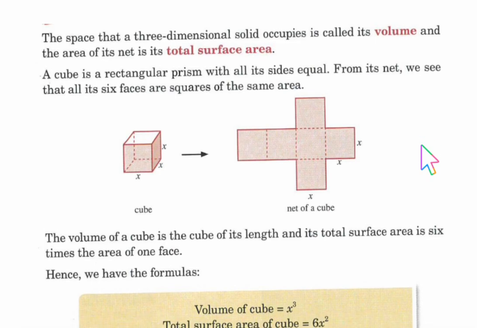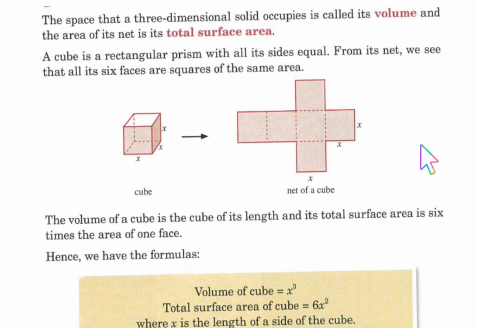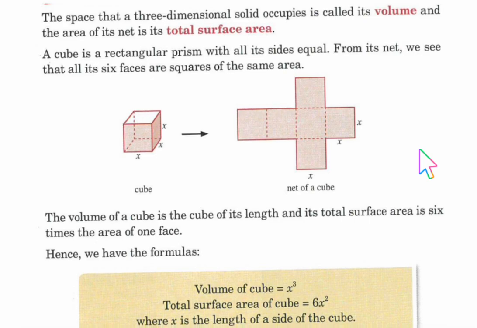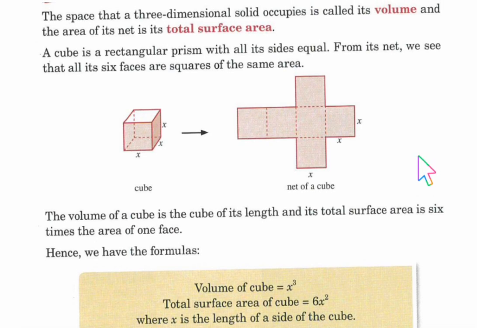What do we use nets for? We use them to calculate surface area. And we can use them to calculate volume, but most of the time they're very helpful, particularly for calculating surface area. We already talked about how the space that a three-dimensional solid occupies, the space we can fit inside, is called the volume, right?